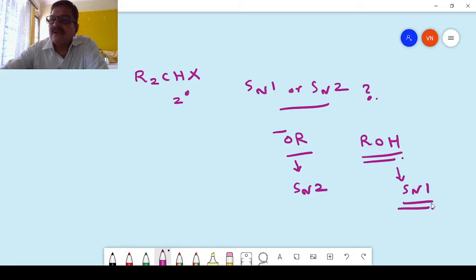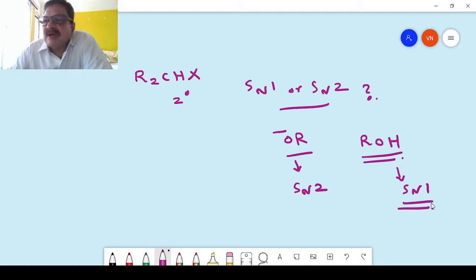polar protic solvents and aprotic solvents are the two things here. We have seen polar protic solvents favor SN1 reactions because of the ionic intermediate. In protic solvents, ionic intermediates are stabilized by solvation. In polar aprotic solvents, SN2 reactions are favored because nucleophile anions are not well solvated, and therefore they are more nucleophilic.